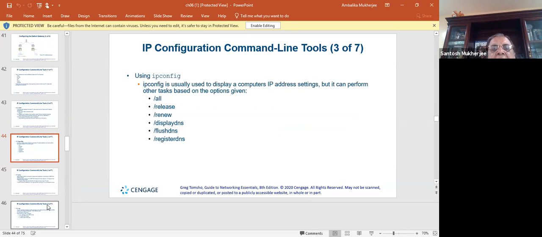Then ipconfig, what is it? It is usually used to display the computer's IP address settings, but it can perform other tasks also: all, release, renew, displays, flush DNS and register DNS. So ipconfig basically displays the computer IP address, and it also gives you options like all, release, renew, displays. All these commands can be controlled by this ipconfig.